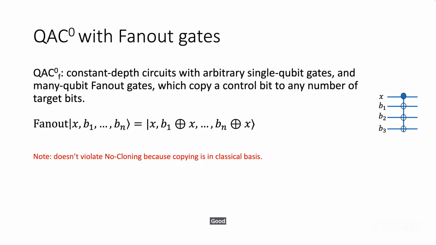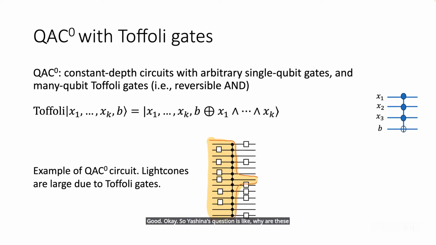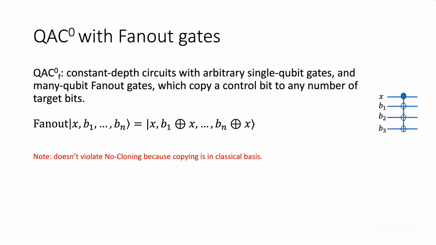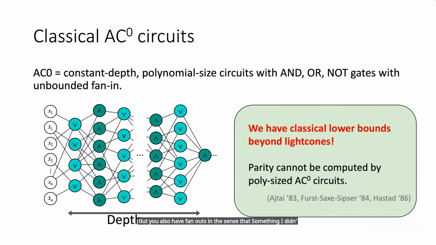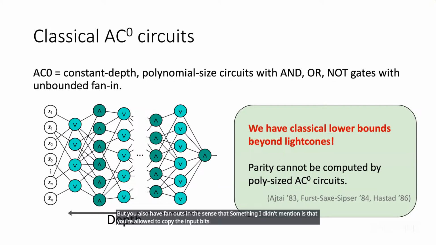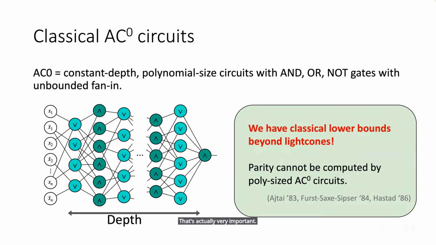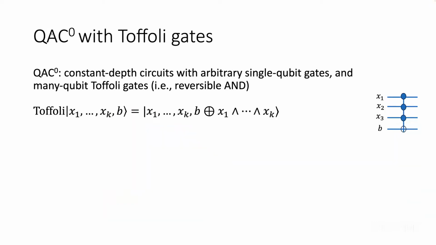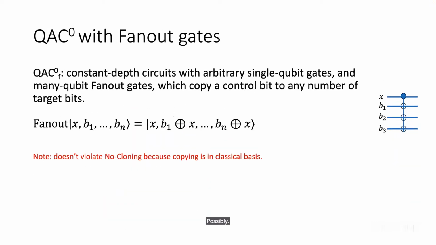So the question is, why are these natural analogs of AC0? Here it makes sense because you have unbounded AND gates, just like in classical AC0. You also have fan-out in classical AC0, in the sense that something I didn't mention is that you're allowed to copy the input bits as many times as you want. That's actually very important. X1 can appear here, and not X1 there. Quantumly, copying is not natural, as you're not allowed to copy quantum information. But here we're going to give you some ability to copy. So you can copy in the classical basis. That's what this gate is.